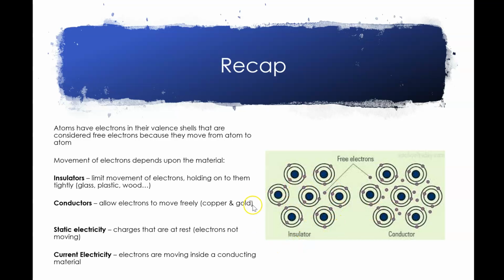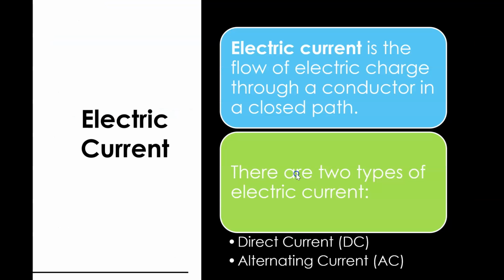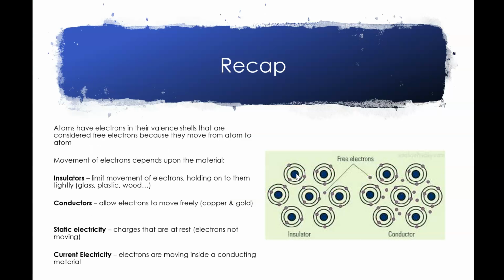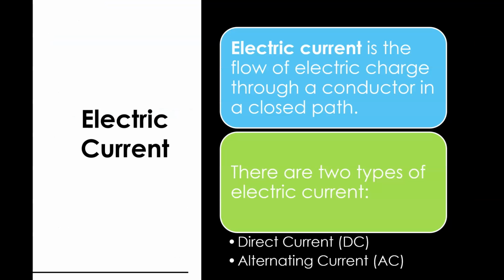In an insulating material, however, there are very, very few free electrons. They're all kind of fixed in position, orbiting the nucleus of that atom. So that's the difference between an insulating material and a conducting material: the free flowing electrons.